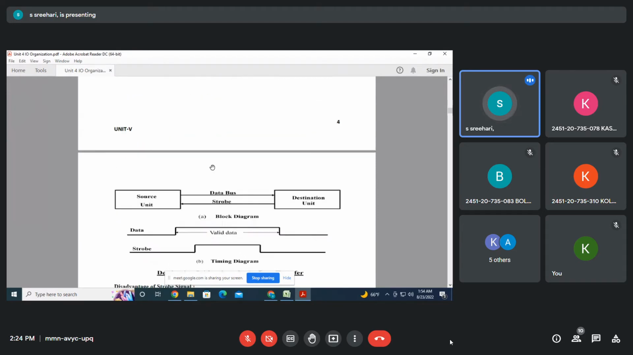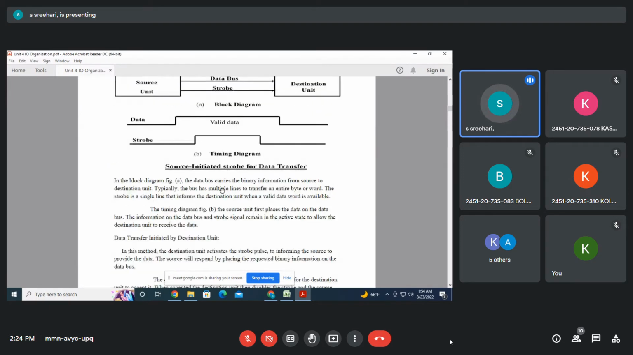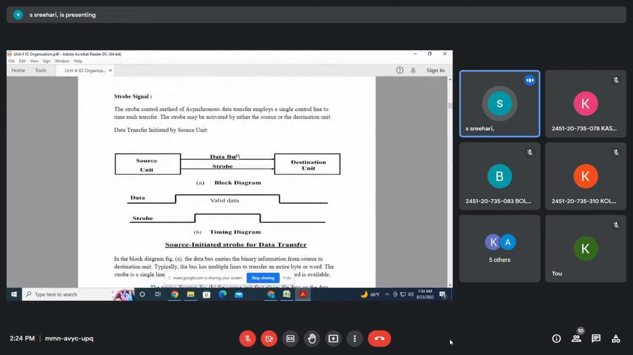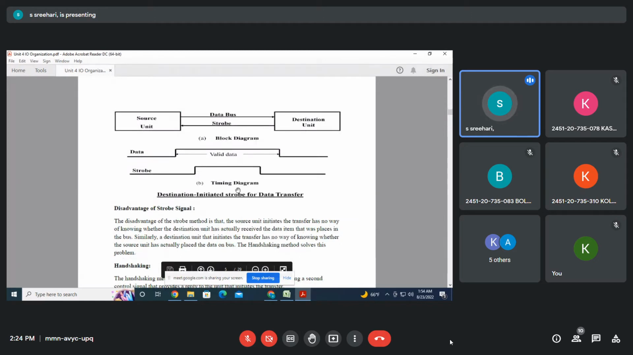Now we first need to receive the strobe signal, and only then do we place the data on the data bus. So this is the destination initiation in the strobe model. So for strobe, we have two signals, data bus and strobe. In this we have the source initiated strobe signal and the destination initiated strobe process.